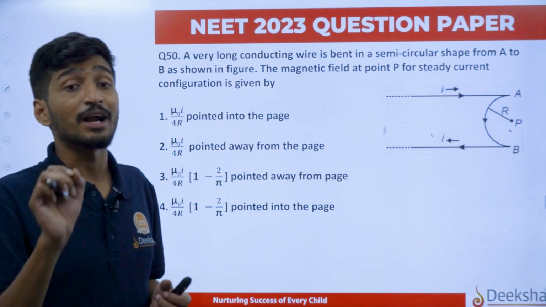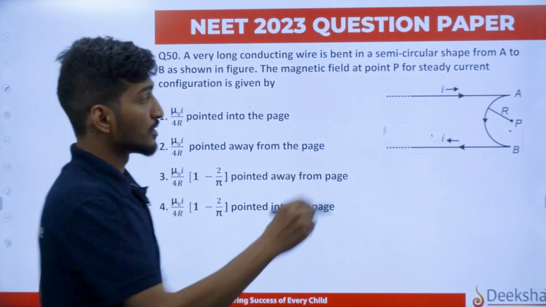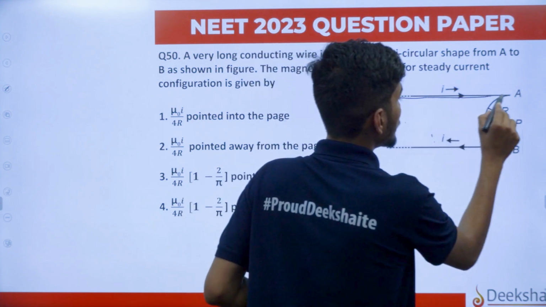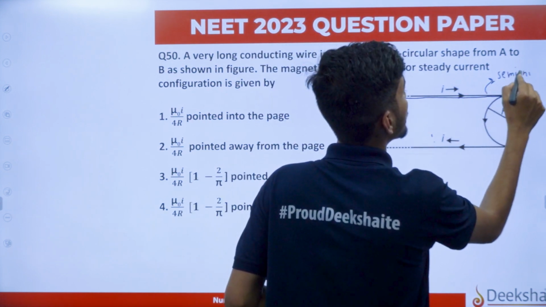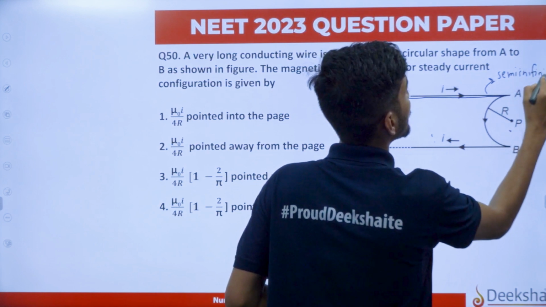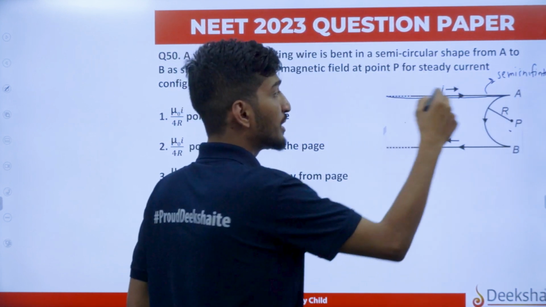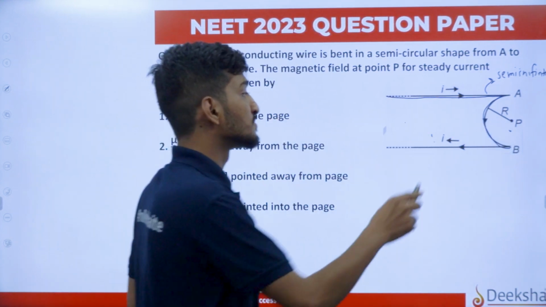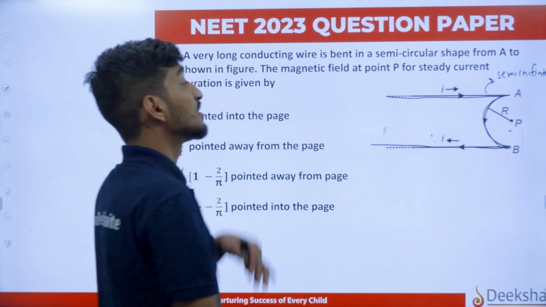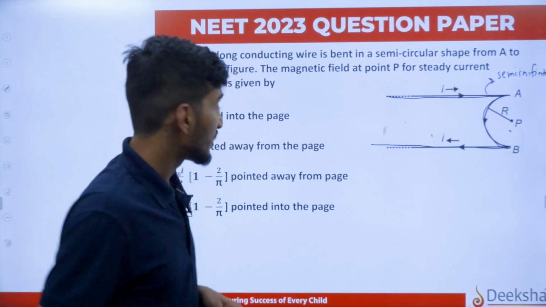Let's break this apart in 3 segments. Segment number 1, a semi-infinite wire. Segment B, this, a semicircular wire. And segment C, another semi-infinite wire.